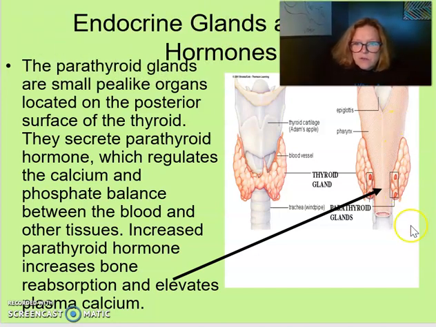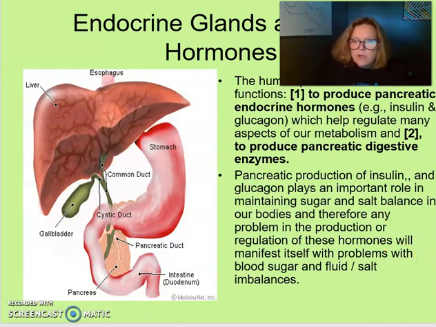And these are the parathyroids right here, tiny little pea-like glands that work to regulate different mineral levels in the blood, like calcium and phosphate. And increased parathyroid hormone increases blood reabsorption and plasma calcium levels.